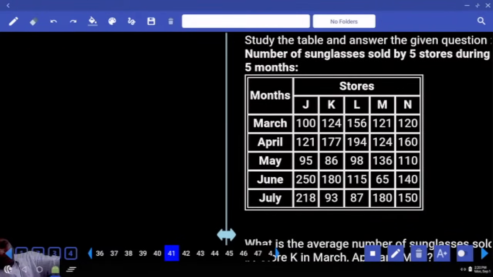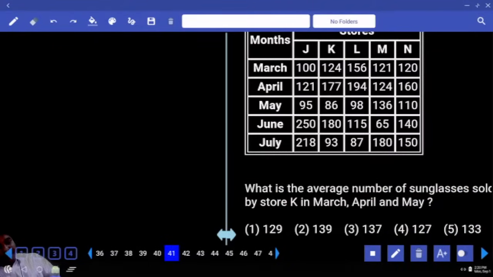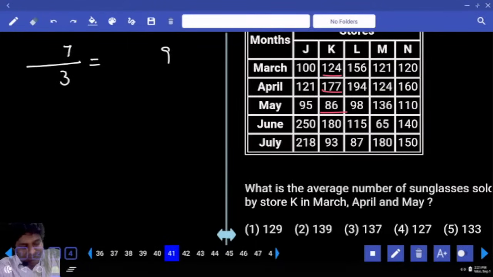Number of sunglasses sold by 5 stores during 5 months. What is the average number of sunglasses sold by store K in March, April, May? Last digit verification: 4 plus 7 plus 6. The sum ends with the denominator's last digit. How many options are there? 2 options are there.